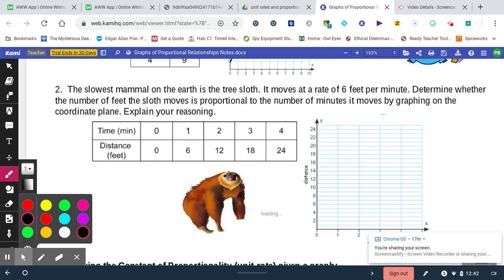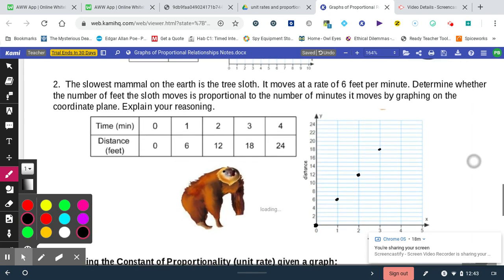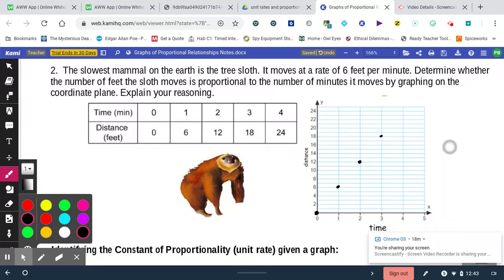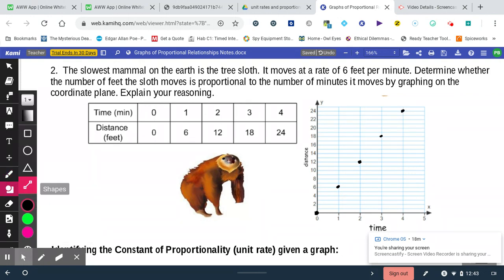So 0, 0. In 0 minutes, it doesn't go anywhere. In 1 minute, it goes a total distance of 6 feet. In 2 minutes, it goes 12 feet. So I plot the point 2, 12. In 3 minutes, it goes 18 feet. So I plot the point 3, 18. And in 4 minutes, it goes 24 feet. Four, 24. Now I'm just going to make a line.